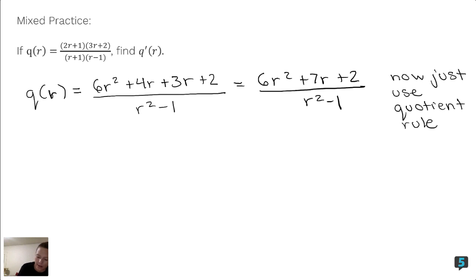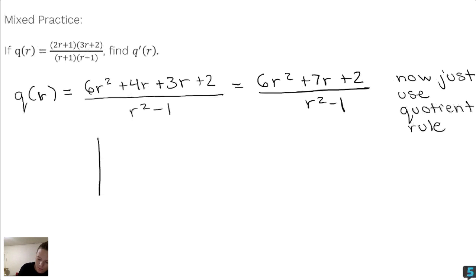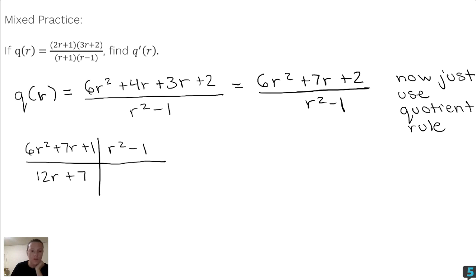All right, so let's set it up. We've got 6R squared plus 7R plus 1, and we have R squared minus 1. So derivative of 6R squared plus 7R plus 1 is going to give us a 12R plus 7. Derivative of R squared minus 1 is just going to give us 2R. Now we're using quotient rule here, so we're crissing and we're crossing, but with a minus.